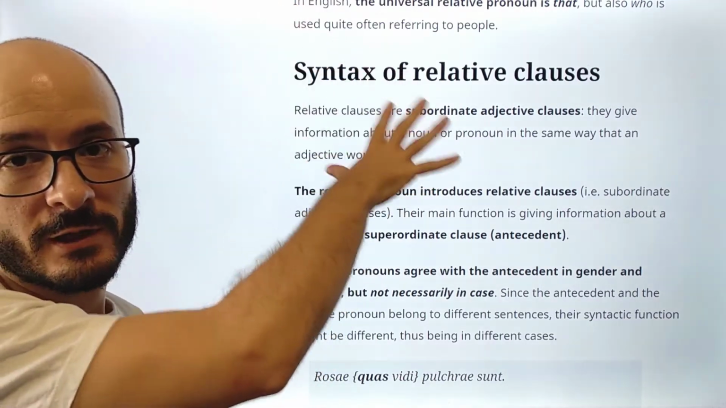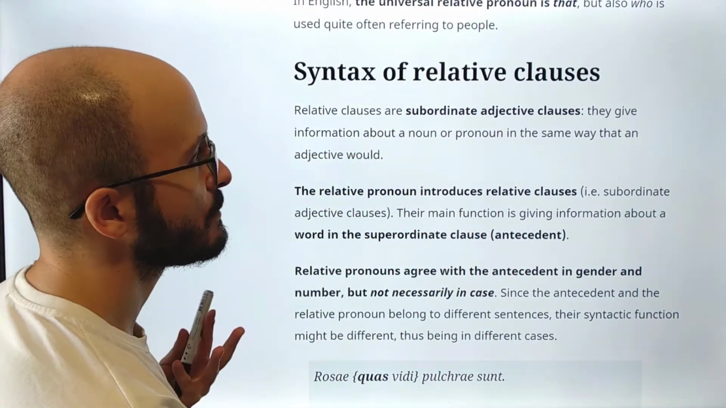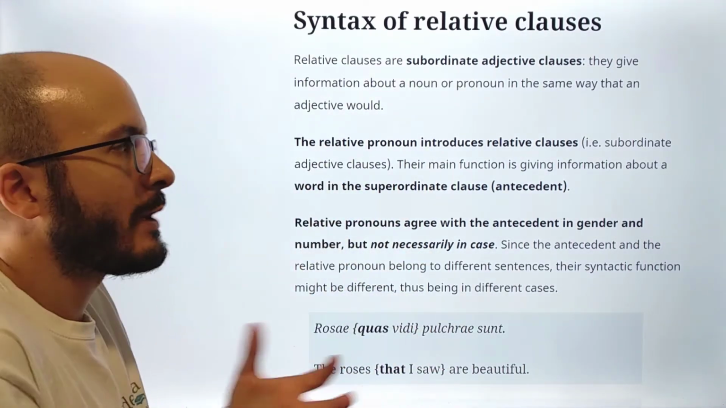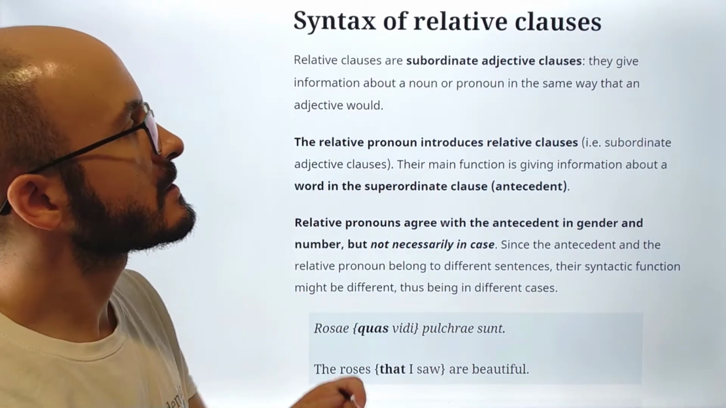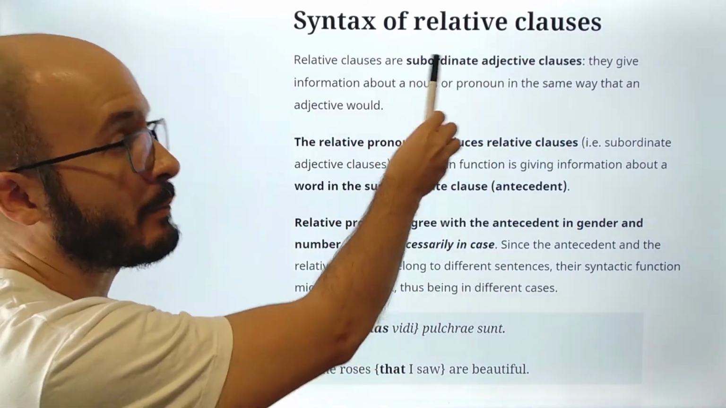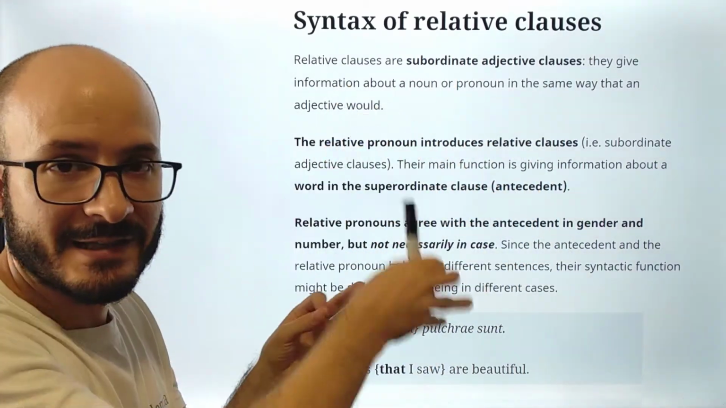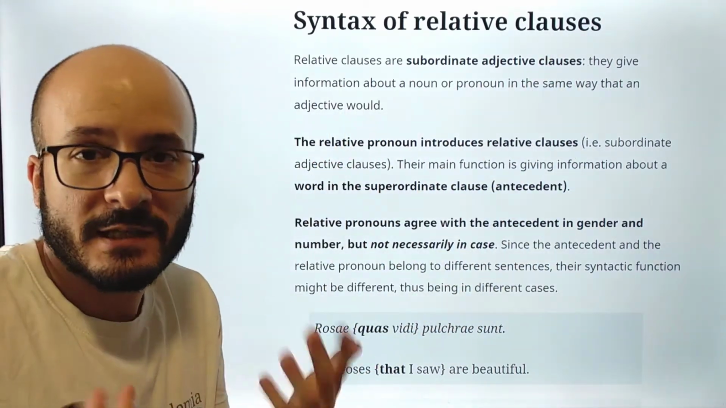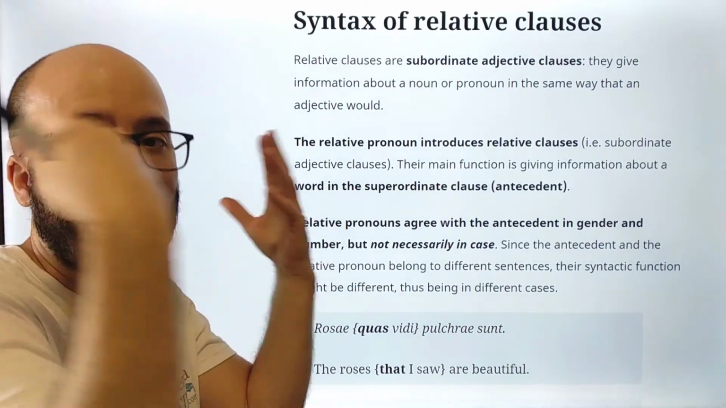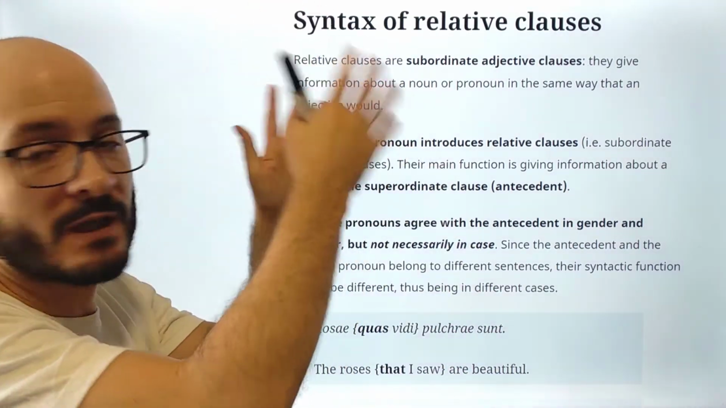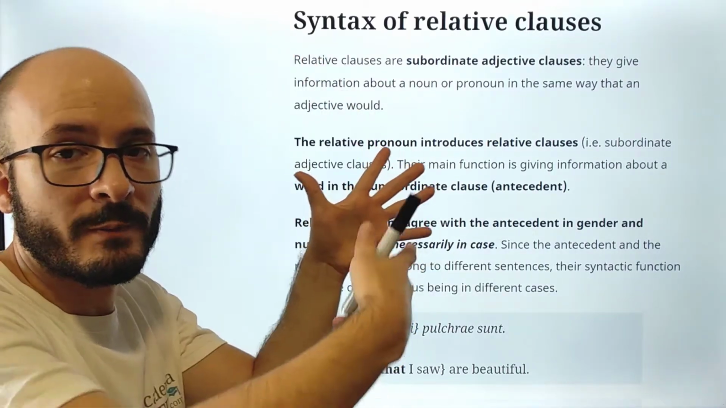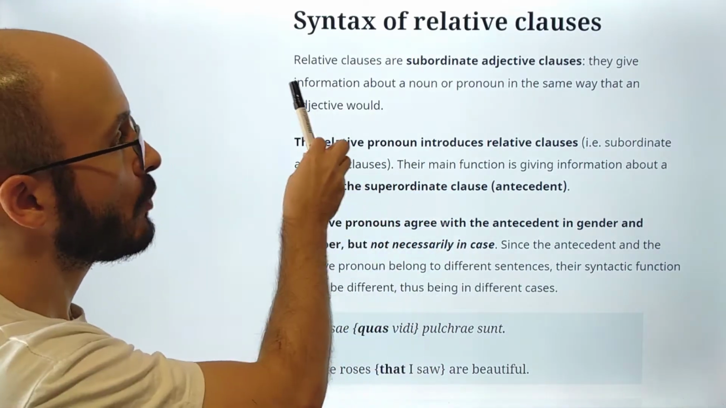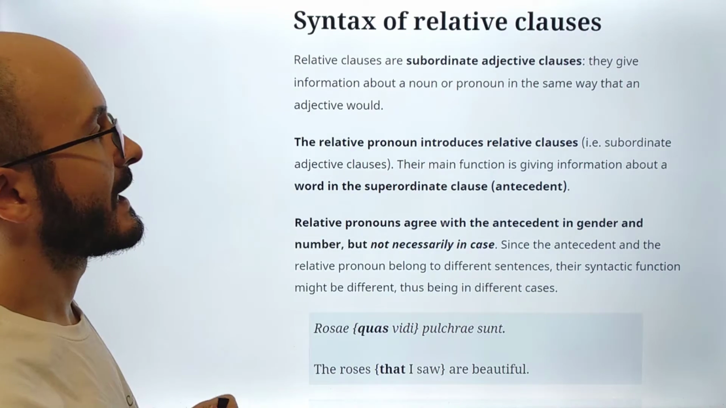Now, the syntax of relative clauses: how do you use this pronoun, how does it appear in sentences, how to translate it, how to analyze it, all of that. Relative clauses are subordinate adjective clauses. So a subordinate clause, precisely an adjective, like it works instead of an adjective. They give information, that's what adjectives do, about a noun or a pronoun. So relative clauses also give information about a noun or pronoun in the superordinate clause, in the same way that an adjective would.